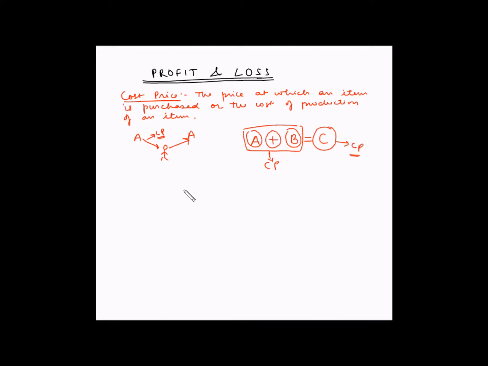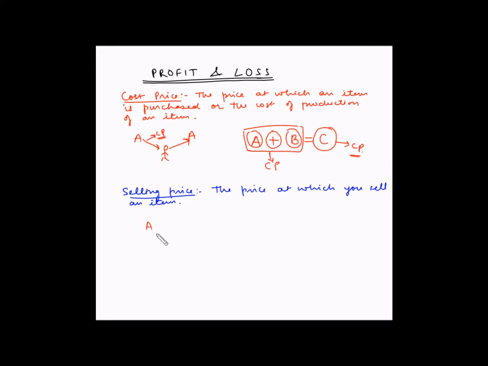Now, after purchasing or after manufacturing, when you sell an item, the price at which you sell that item is known as the selling price. So the selling price is the price at which you sell an item. So suppose you bought item A at a certain price and then you sold it at a different price. So the price at which you bought the item is your cost price, while the price at which you sold the item is your selling price.